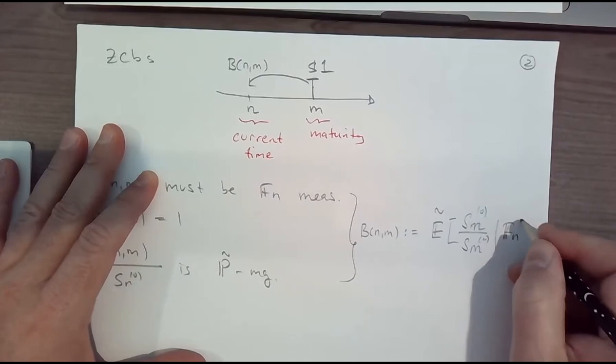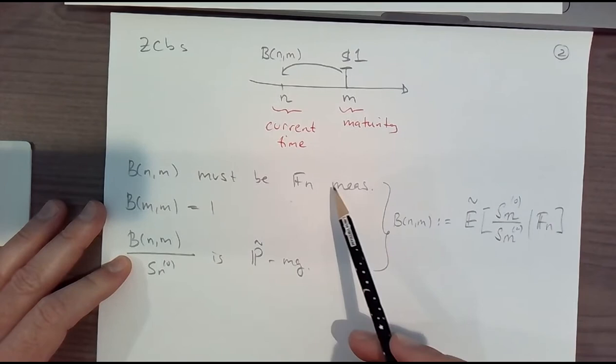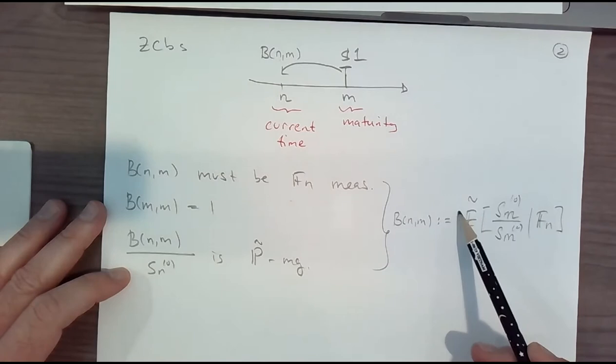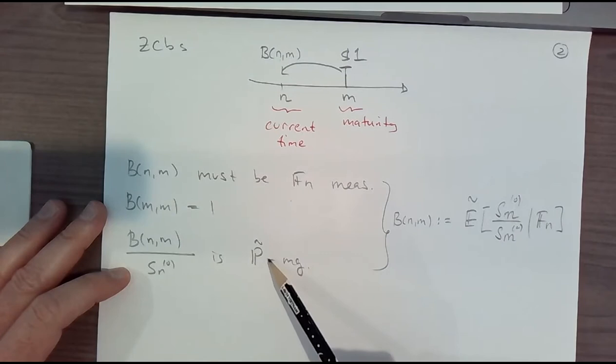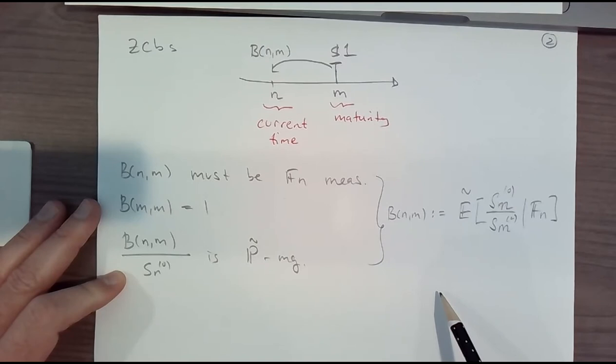And now you can see you have all the properties that you want, because if I take n and M to be the same, this is a one. You can see that it is F_n measurable because I'm conditioning on F_n. And you can see that this is a P tilde martingale, because if I divide through, this here is n measurable, so it can jump outside. You can divide it over, and then it's the conditional expectation of a random variable that is a martingale. So you have all these properties if you define the zero coupon bond according to this formula. So that's going to be our formula for zero coupon bonds.